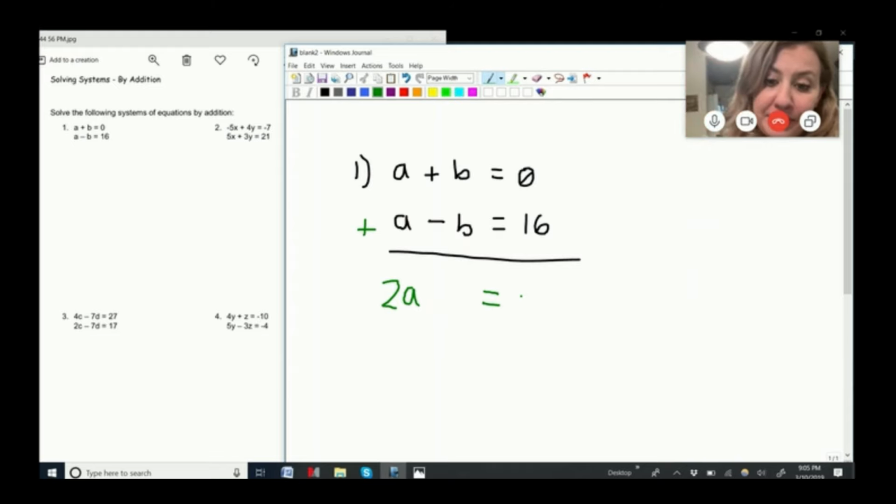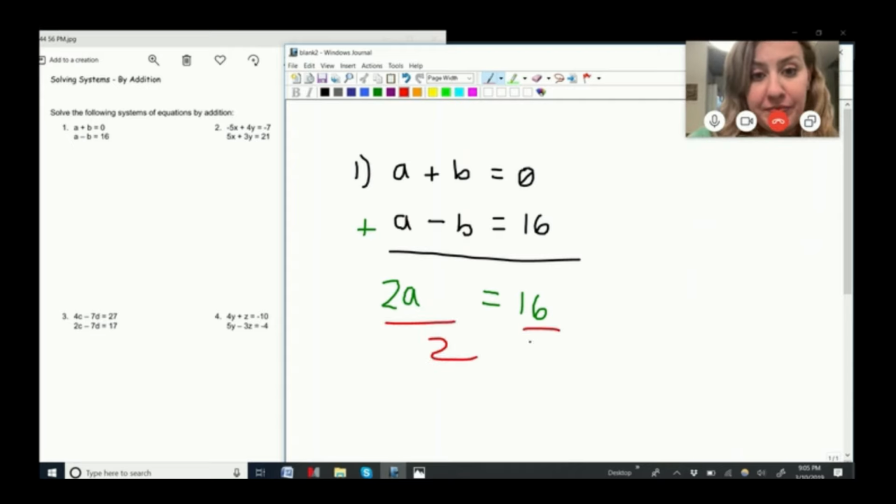16. Totally. And now I know you could probably use common sense to figure out what a is right now, but if you were to do it the teacher method, what would the teacher tell you to do? Divide both sides by what? By 2. Exactly. So we would do that. You would divide, take away these guys, and you'd have a equals what? 8. Very good.